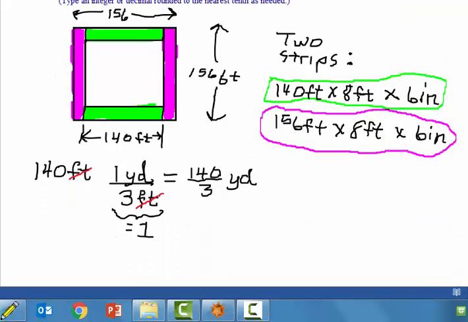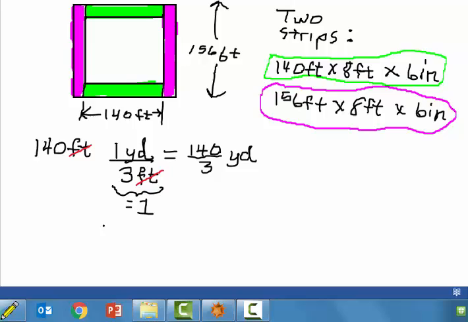It's one of the dimensions of one of the strips. Similarly, 8 feet gets multiplied by this. We call these unit fractions, where we use units of measure that are equal to each other to change from one measurement to another. This is called a unit fraction because it's actually equal to 1. If 1 yard equals 3 feet, and I put 1 yard over 3 feet, that just equals 1. And it allows me to convert from feet to yards.